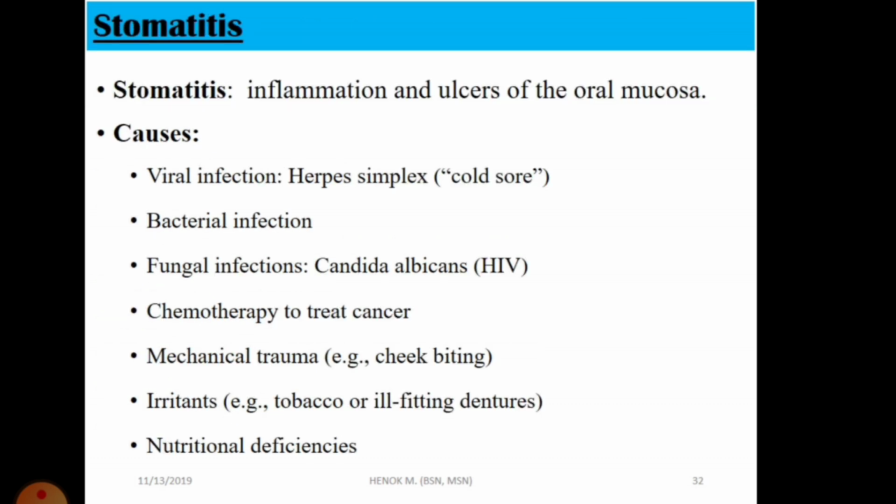cancer. Stomatitis is inflammation and ulcer of the oral mucosa. Causes are viral infection, herpes simplex, bacterial infection, fungal infection, Candida albicans, HIV, chemotherapy to treat cancer, mechanical trauma, for example cheek biting, irritants, for example tobacco or ill-fitting dentures, and nutritional deficiencies.